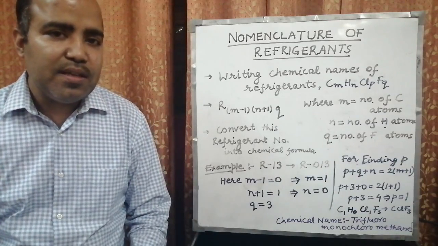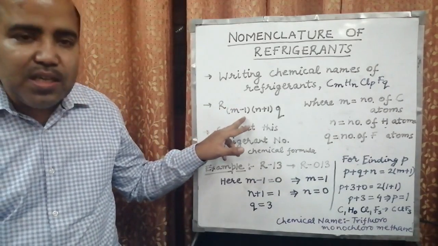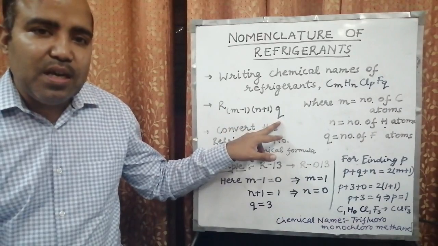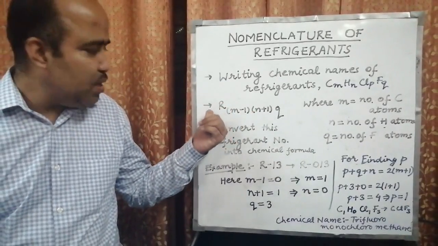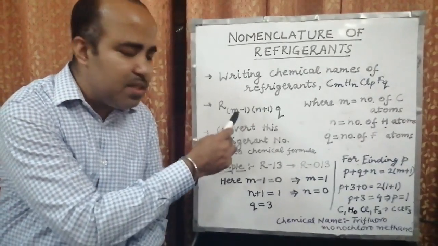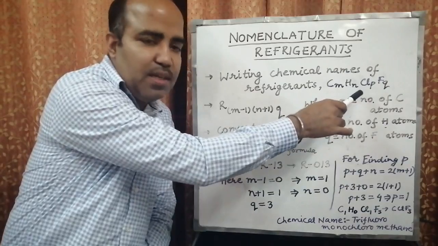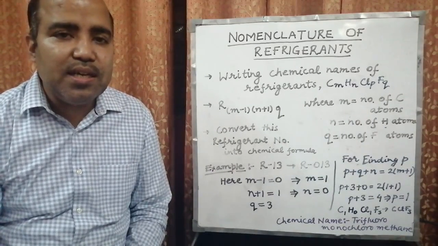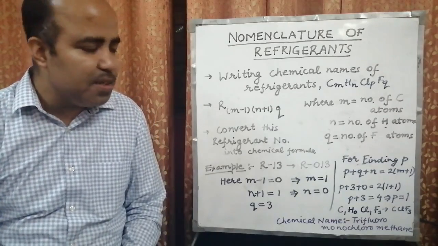Generally the refrigerant number is provided in the form R, M minus 1, N plus 1 and Q. For example, if we have been given R12, then it is similar to R, M minus 1, N plus 1 and then Q. We have to convert this R(M-1)(N+1)Q into CmHnClpFq, that is the chemical formula, where C, H, Cl and F are carbon, hydrogen, chlorine and fluorine respectively.